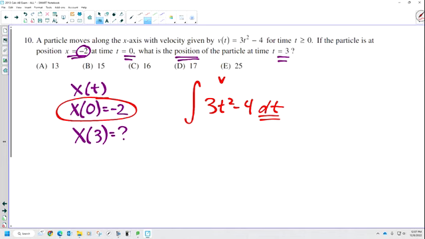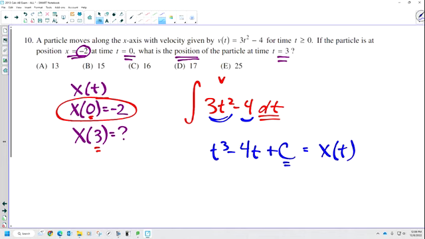I have no bounds. I could use the bounds 3 and 0 and try to use the fundamental theorem of calculus, but then you're going to end up with some sort of cubic that you've got to factor, and it's going to be a lot of work. This is going to be a lot easier. So let's go ahead and integrate this. I should end up with t cubed minus the integration of 4, which is 4t, plus c, because I have no bounds. This is my formula for position.